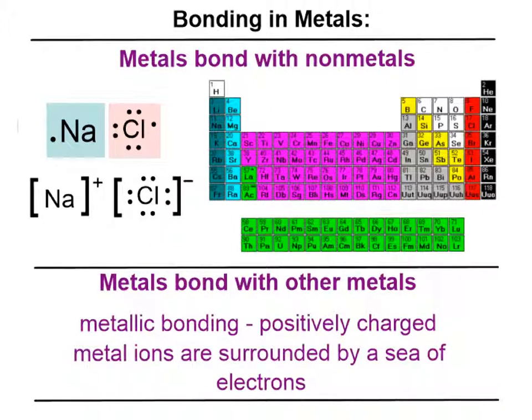What about chlorine? Chlorine is a non-metal. It comes from clear over on this side of the periodic table. It has 1, 2, 3, 4, 5, 6, 7 valence electrons. It's a halogen. And so we draw the 7 valence electrons around the chlorine. Now, what happens when these two get together?